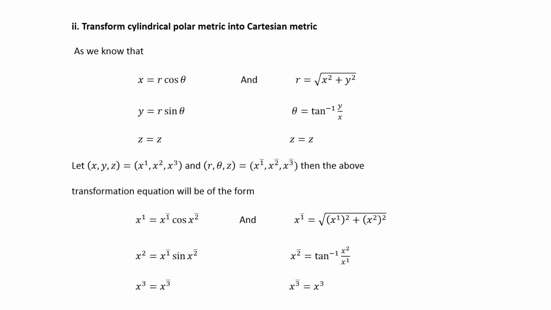Then the above transformation equations will be of the form: x is equal to r cos theta is replaced with x1 is equal to x1 bar cos x2 bar, x2 is equal to x1 bar sin x2 bar, x3 is equal to x3 bar. And x1 bar is equal to the square root of x1 square plus x2 square, and x2 bar, which is actually theta, is equal to tangent inverse x2 over x1, and the third term x3 bar is equal to x3.